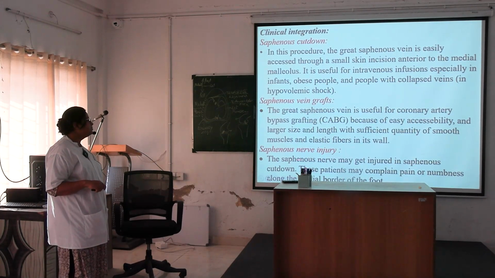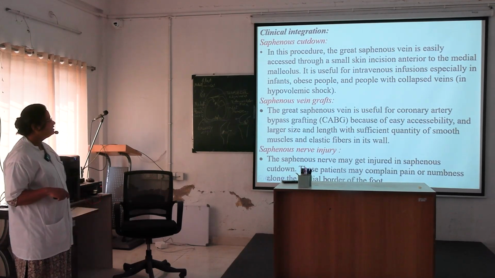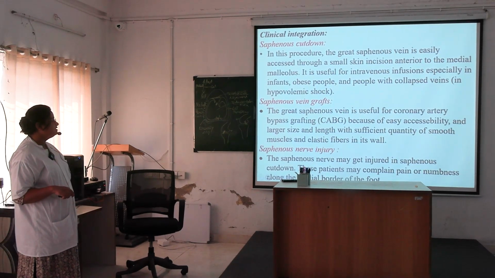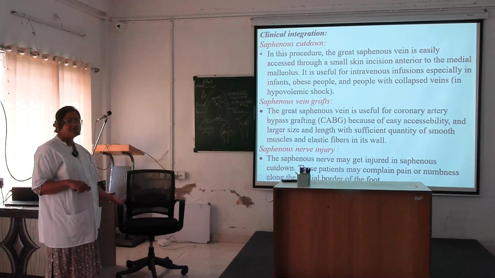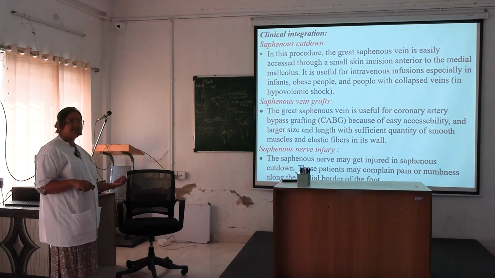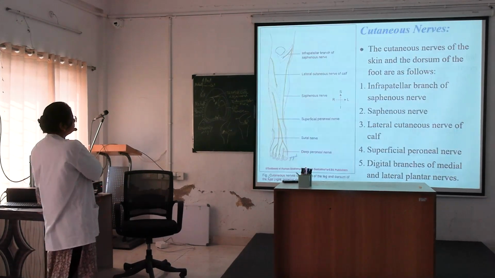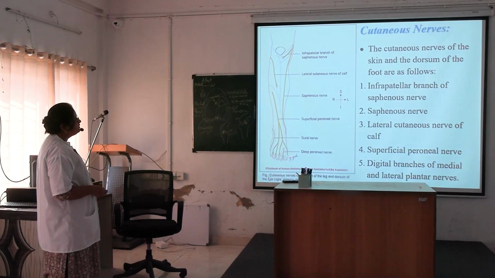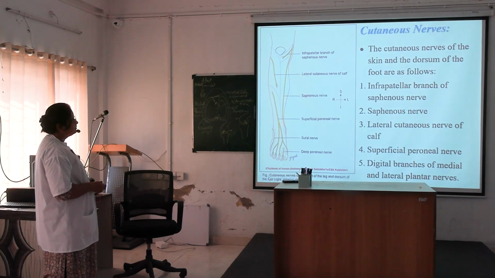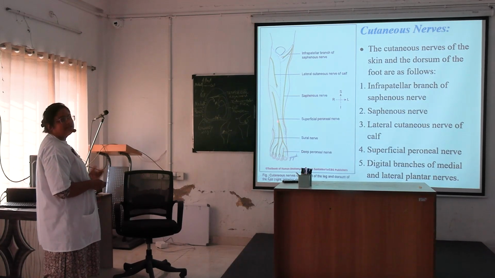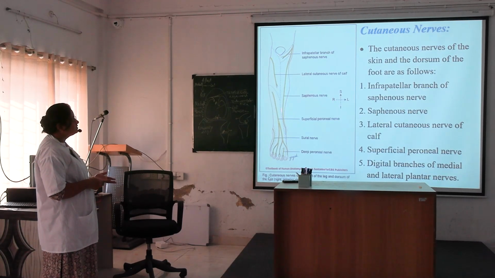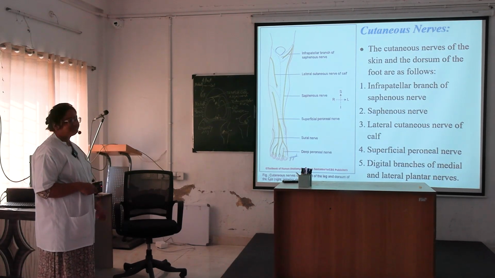Next is saphenous nerve injury. Saphenous nerve may get injured in saphenous cut down, and these patients may complain of pain or numbness along the medial border of the foot. Medial border of the foot is supplied by this saphenous nerve. We'll see in the next pictures. See here, this is saphenous nerve. Medial border of the foot up to the ball of the great toe is supplied by the saphenous nerve. In this part, it lies along the course of the great saphenous vein. That's why there is a high chance of injury to saphenous nerve during saphenous cut down.